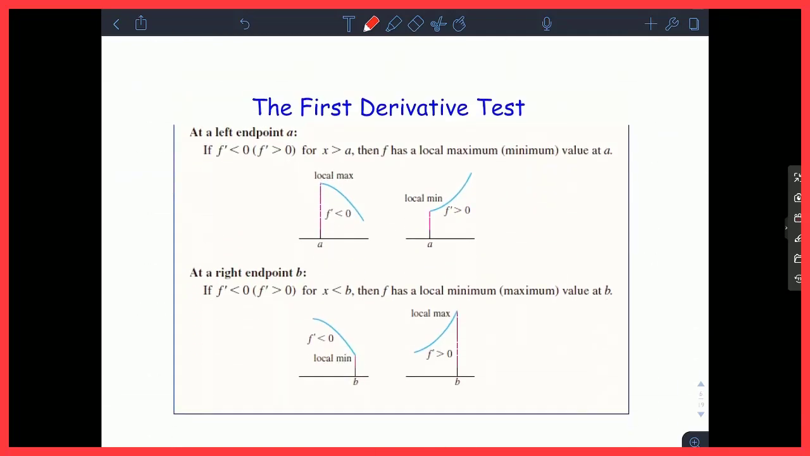At endpoints, we've talked about this in class, but on a left endpoint, if the function is decreasing afterwards, then we know we have some type of local maximum. And on our left endpoint, if the function increases, we have some type of local minimum. A right endpoint, if the function is decreasing all the way throughout, we have a minimum. And if I have a right endpoint here and the function is increasing up until I get to my endpoint, then I have a local maximum.